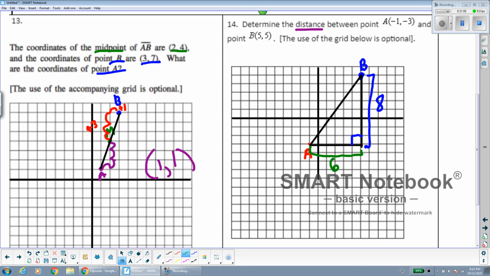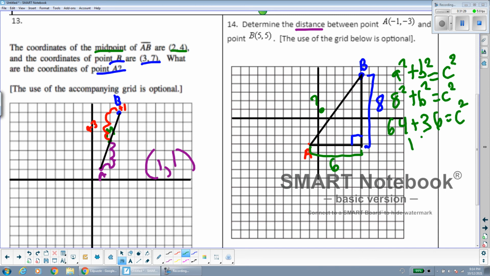So now all I need to do is use the Pythagorean theorem, and I'm solving for the missing side over here. So I can plug into a squared plus b squared is equal to c squared. So for the legs, I can plug in 8 and 6. 8 squared is 64. 6 squared is 36. 64 plus 36 is 100. And if you take the square root of both sides to get c by itself, we get c is equal to 10. And that's it. The length of the line segment is 10.